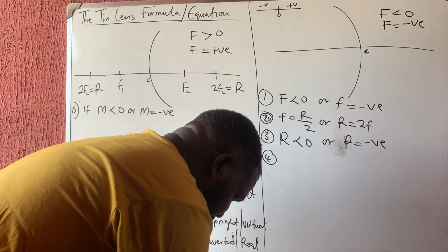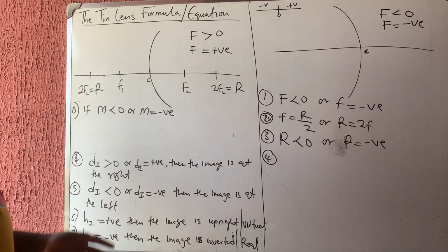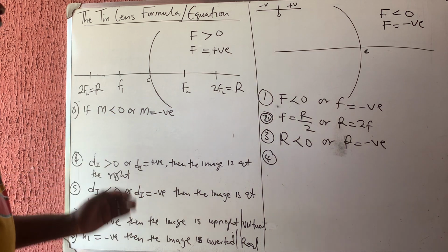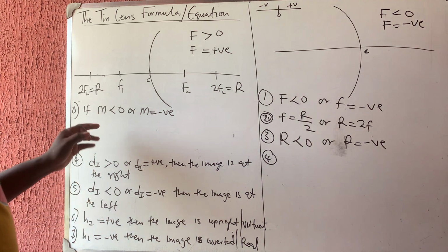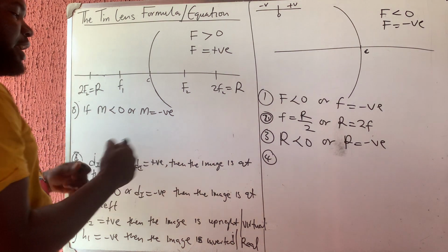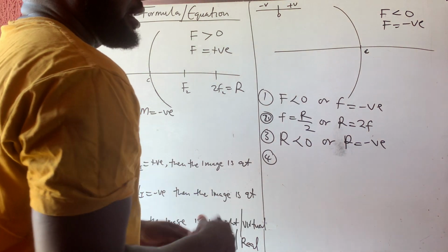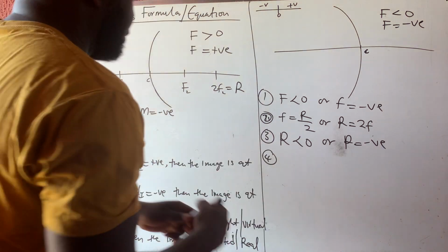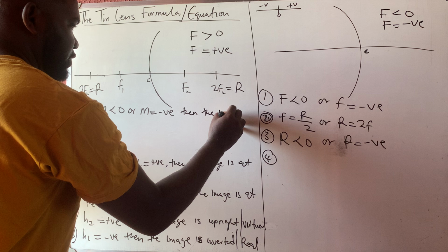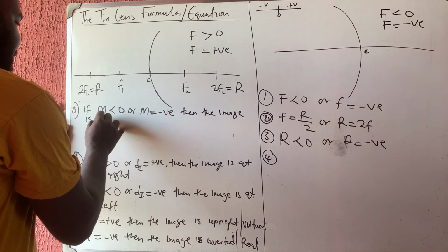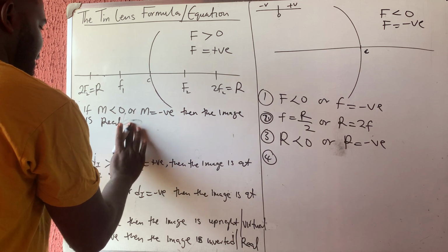Please note that the magnification and the image height go together. Anything that happens to the magnification should happen to the image height. Just note that. So if the image height is negative, then the image is what? Inverted. And if it is inverted, it's going to be real. So if it is negative, then the image is real and inverted.